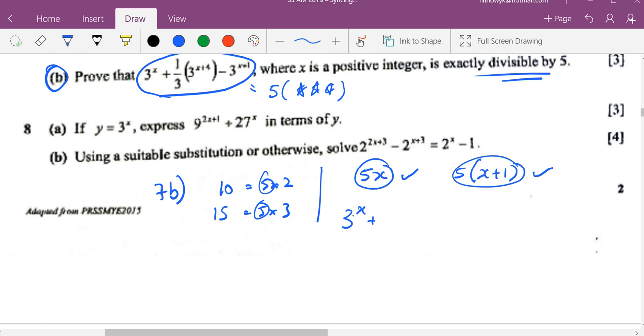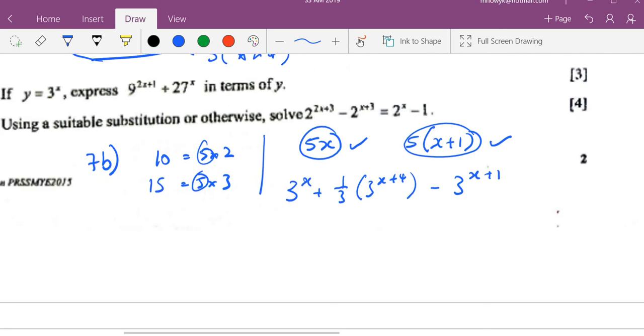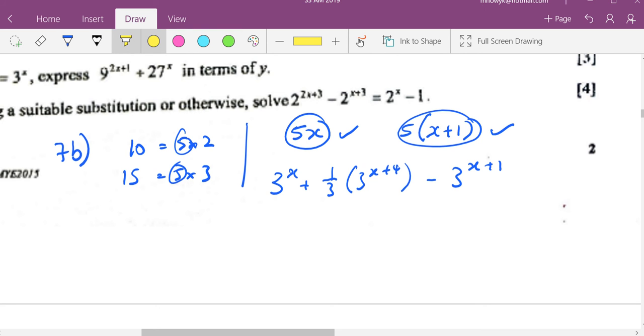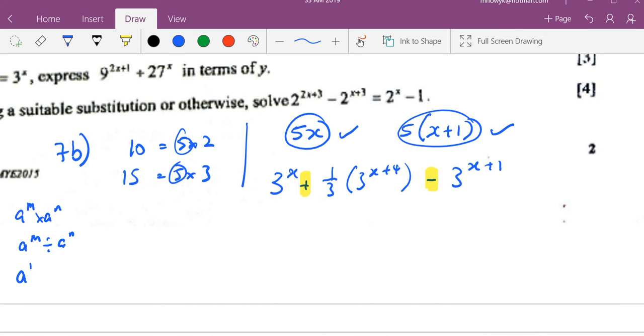3x plus 1/3. 3x plus 4 minus 3x plus 1. Now, take note, highlight. This is a plus, this is a minus. These are all plus minus terms. Does any law of indices take part in plus and minus? Don't have. Because we know that AM times AN, we know AM divided by AN. But is there such a thing as AM plus AN? Actually no, don't have. All the indices laws only handle times and divide.